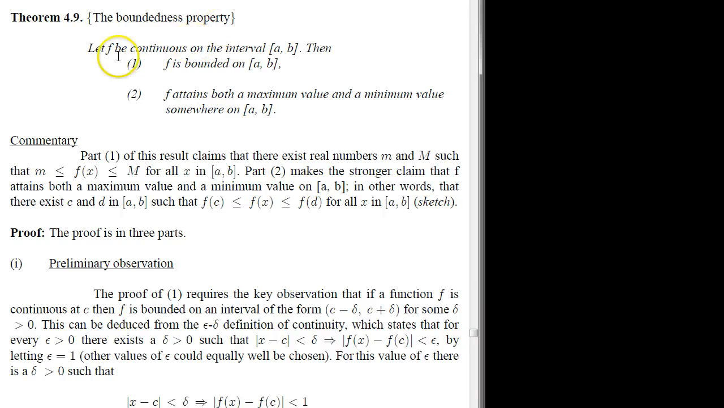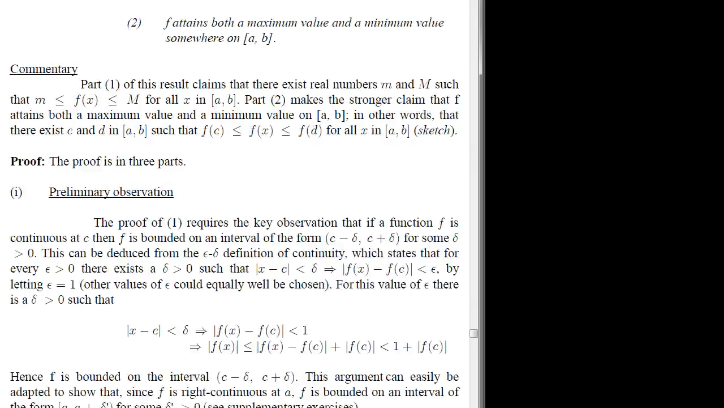The boundedness property then: let f be continuous on the interval [a, b], then f is bounded on [a, b]. We're going to look at proving part 2 now. We've just proved part 1. f attains both a maximum value and a minimum value somewhere on [a, b]. So let's have a look at part 2 then.